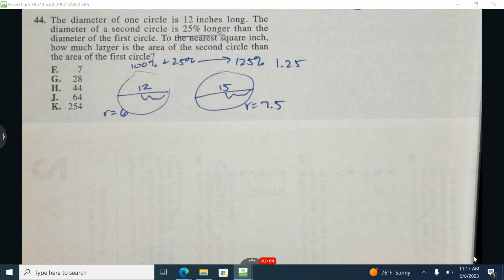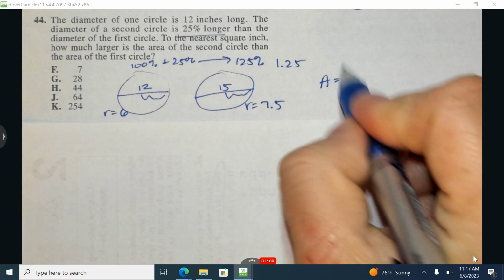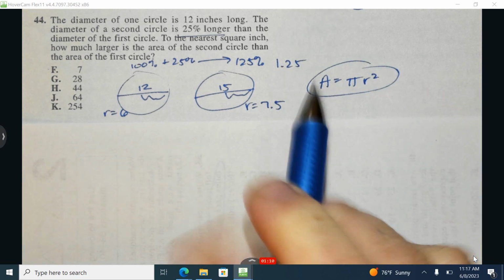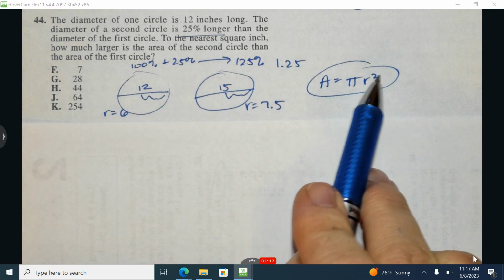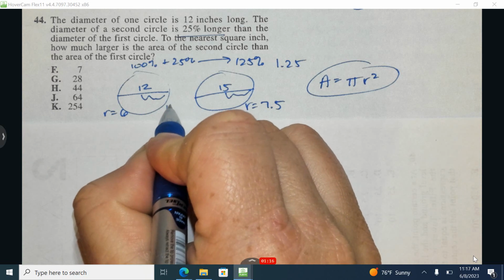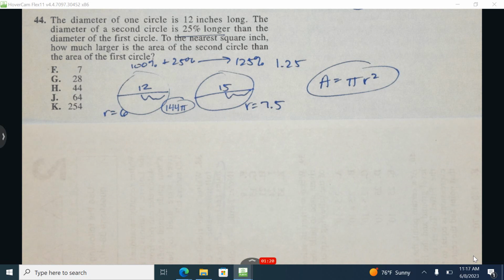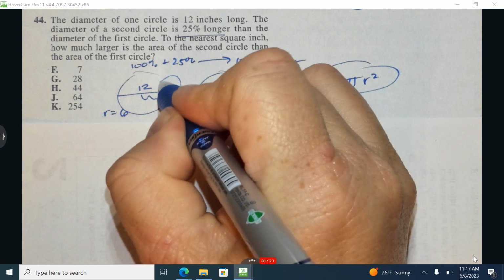The next thing is, it is assumed that you know the area of a circle is pi r squared. So I'm simply going to take 12, I'm going to square it, and I know 12 squared is 144. You could plug it into the calculator if needed. So 144 pi inches squared represents this area.